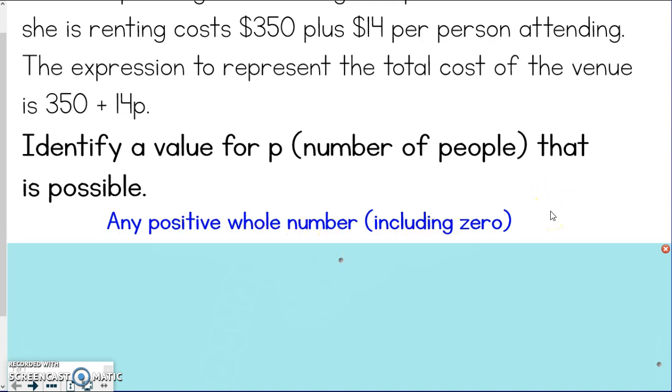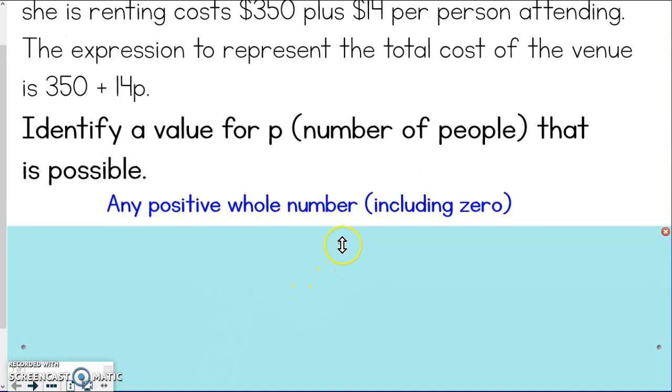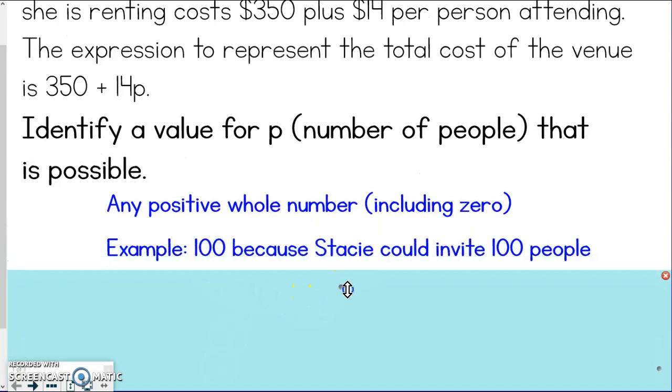I think that'd be silly in this case, so it's not necessarily the most reasonable, but it is possible, right? She could invite no guests and just pay for the room. I mean, very unlikely, but it is possible. Notice how the word is just possible. So here's an example I gave, and if you want to use this for yours too, you can, or you can come up with your own. But any positive whole number could work here.